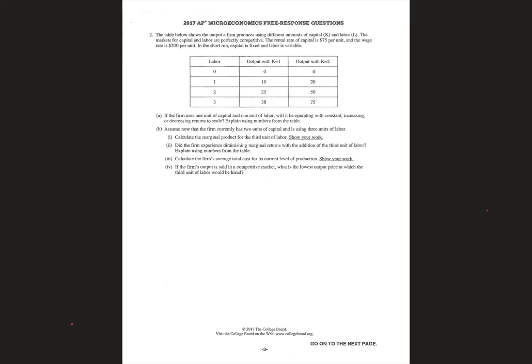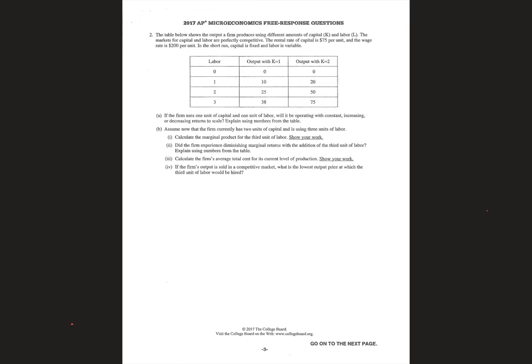So output, think of that as quantity or marginal product, total product, okay? Output a firm produces, that means in the product market, right? The output a firm produces using different amounts of capital and labor. So we've got two resources here, capital and labor. The markets for capital and labor are perfectly competitive.